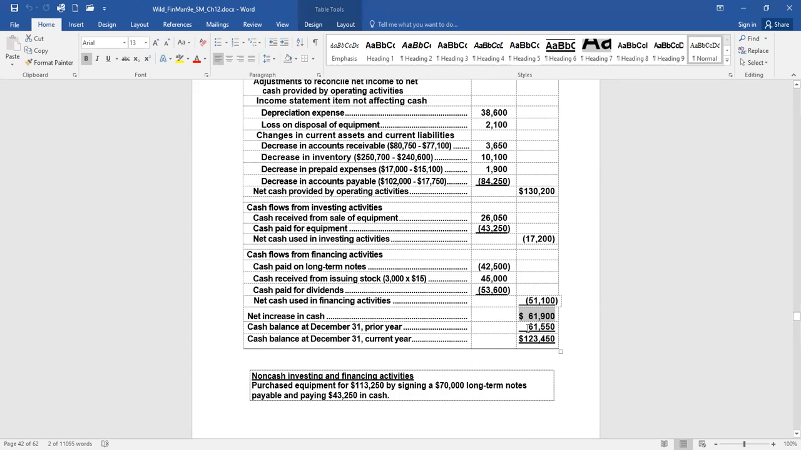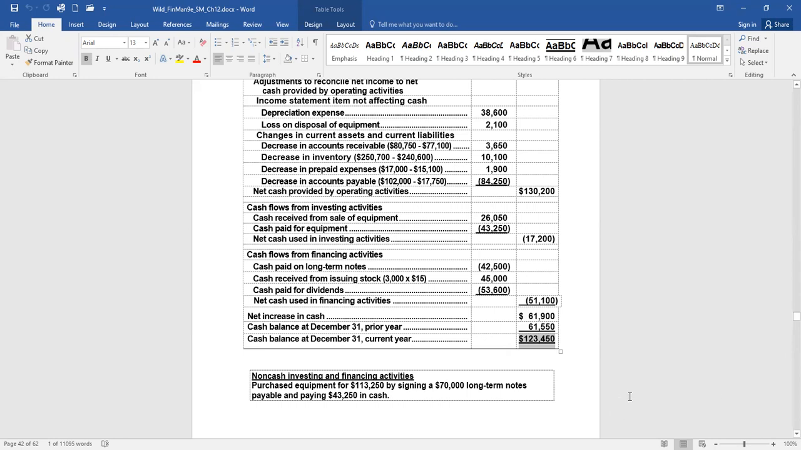How do we know if it's okay? Well, what was cash at the end of last year, the beginning of this year? You get that from your balance sheet: $61,550. Add the change, and that should be the balance that is in your cash account at the end of this year. And it is $123,450. So that is how we complete the statement of cash flow.